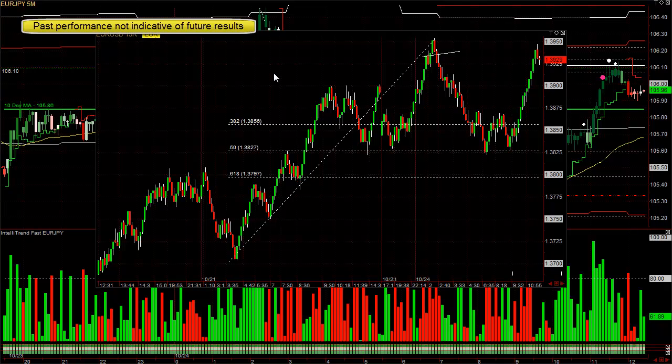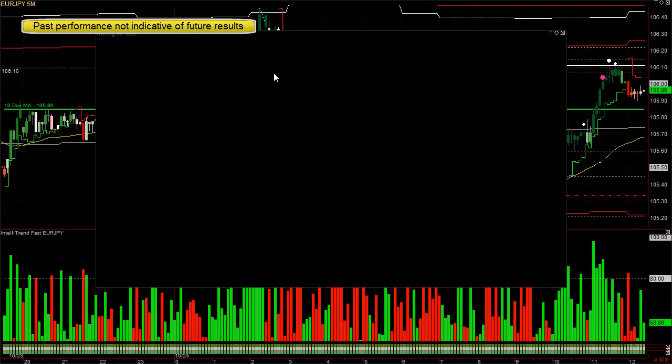Let's take a look at the euro yen, which I should have brought up instead. I brought up the euro dollar instead on accident. Once this loads, I'm going to switch it from 15 pips per bar back to 6.